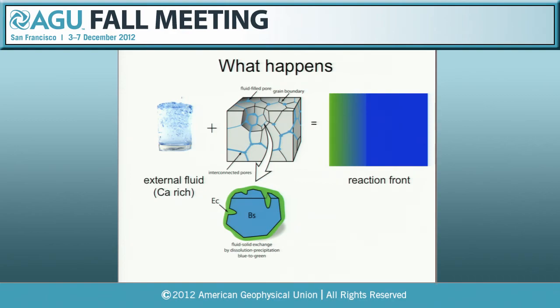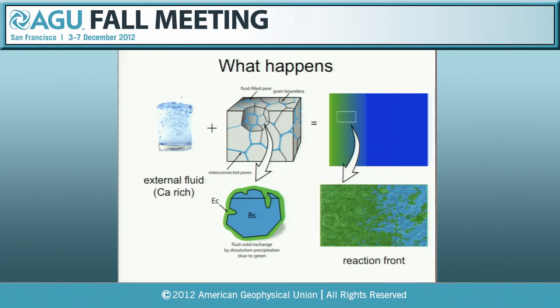In detail, it looks like this. Out of the fluid-filled porosity, there's a small portion that is interconnected to the vein-forming fluid, and that causes fluid-solid exchange by dissolution-precipitation reactions. So the blue rock becomes a green rock in a kind of corrosive interface matter.